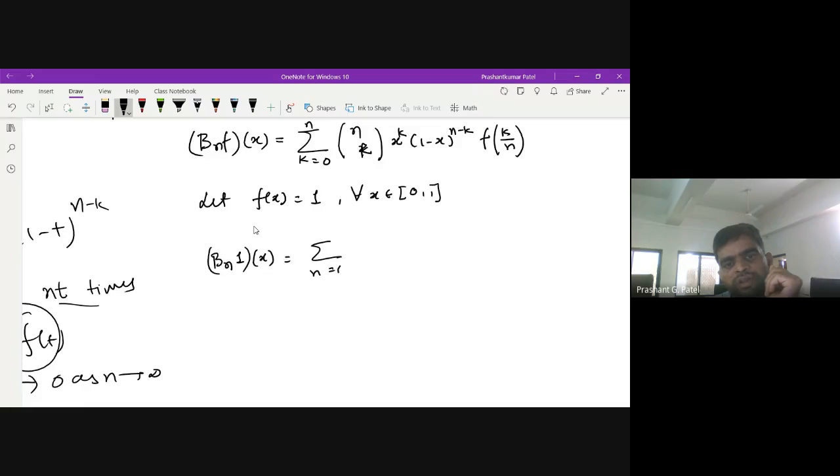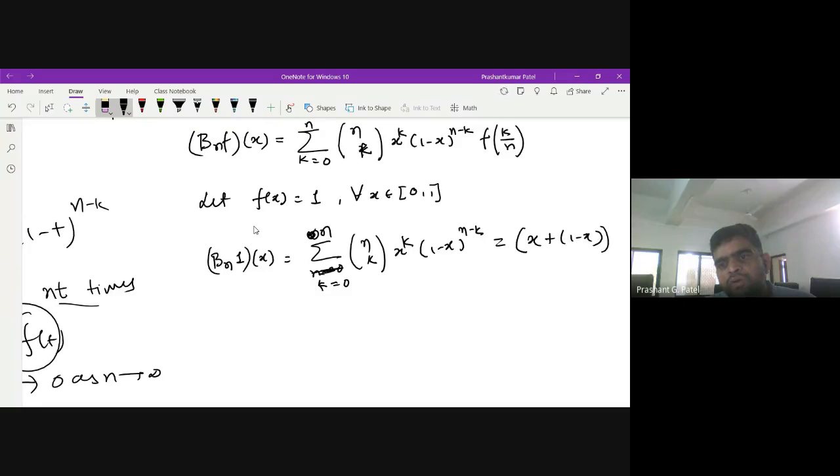As per this expression, it is summation nCk x power k, 1 minus x power n minus k, and f of k by n, since f is 1 for all x belonging to 0 to 1, we will have 1 here. And this is k running from 0 to n. So as per the binomial expansion, this is nothing but x plus 1 minus x, whole power n.